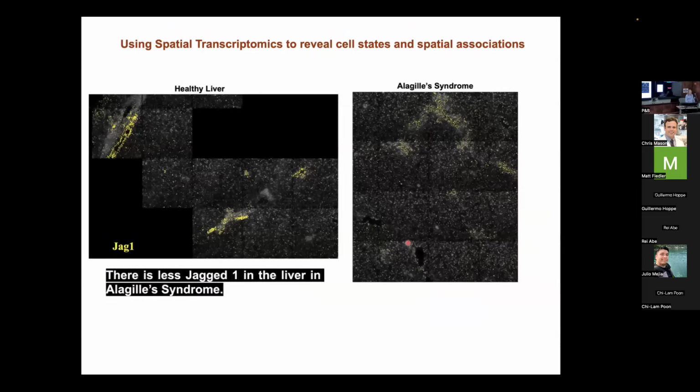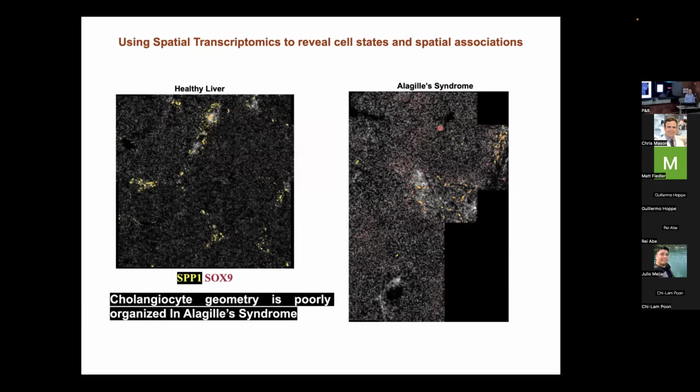The other thing, and this is not surprising, we looked at JAGGED1. There's no antibody for that, but because these techniques look at RNAs, it works beautifully. You can see that there's a lot of JAGGED1 in normal liver, and here the amount of RNA is much lower. Not surprising, they have a defect in JAGGED1. They have a haploinsufficiency. And again, I already showed you that the cholangiocyte geometry is completely messed up.